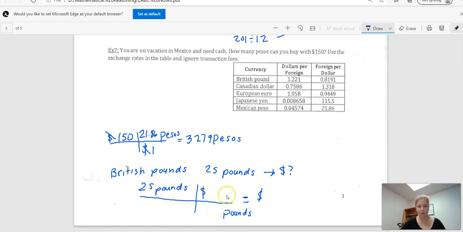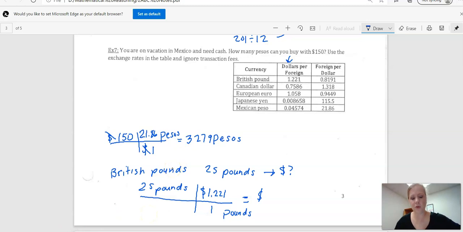We usually put the dollar sign in front instead of behind, but we really want something that is dollars per foreign, right? The dollar sign per whatever the foreign is. So that would be this category right here. So $1.221 per 1 pound. Okay, and so we would multiply 25 pounds times 1.221.